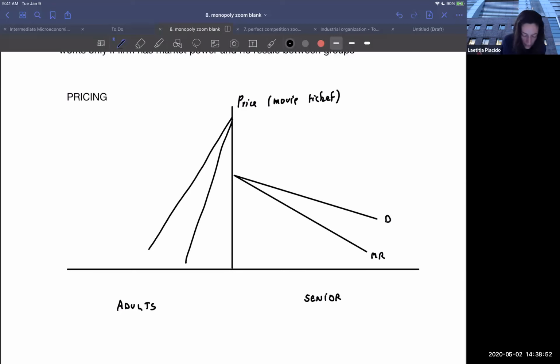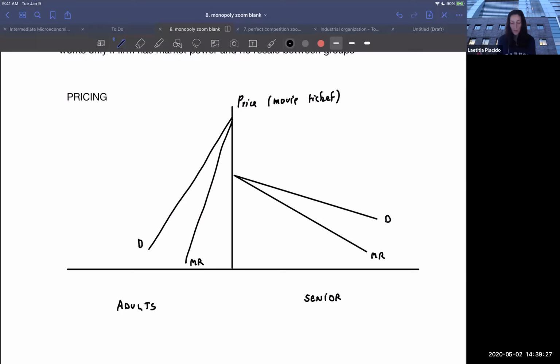Okay, so that's the demand curve and that's the marginal revenue curve. I've drawn a demand curve that is steeper to reflect that they are more inelastic. Their demand is more inelastic to change in price. So now the question is, as a monopolist facing these two markets, how do I determine the optimal quantity of tickets that I'm going to sell to seniors, and the optimal quantity of tickets that I'm going to sell to adults?